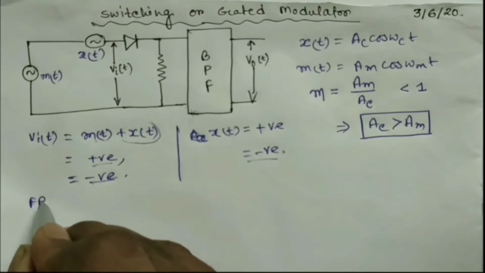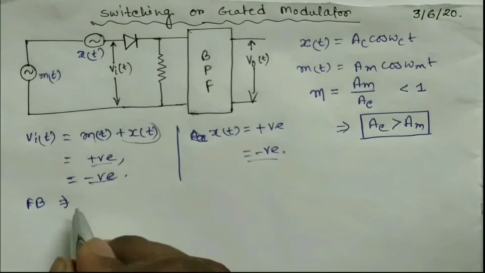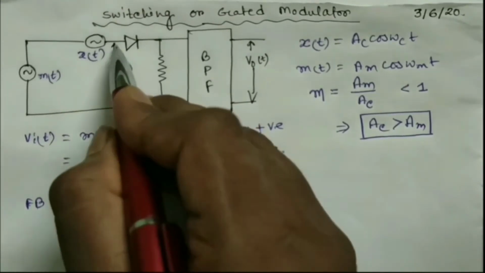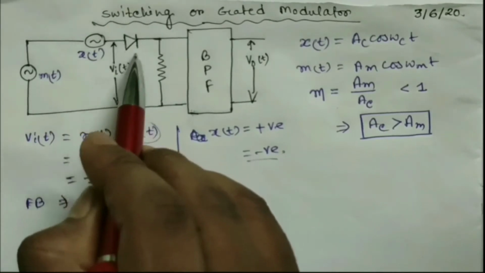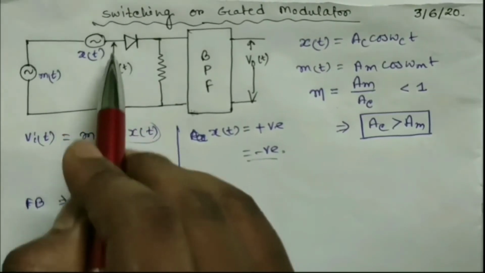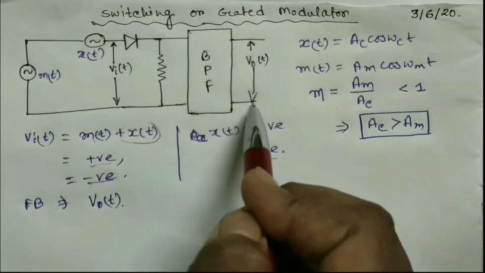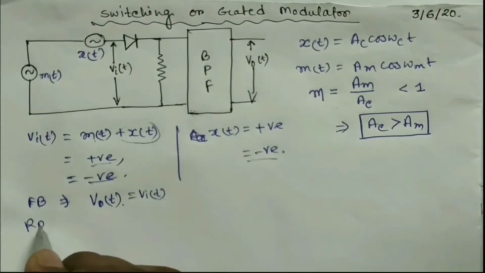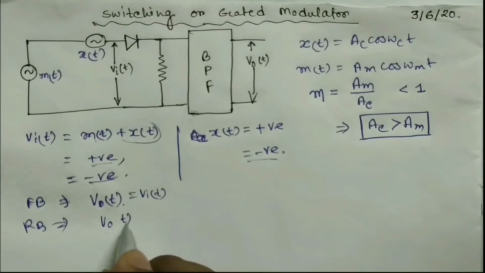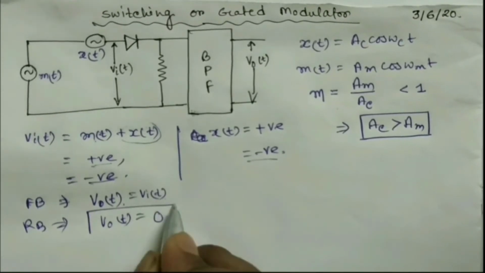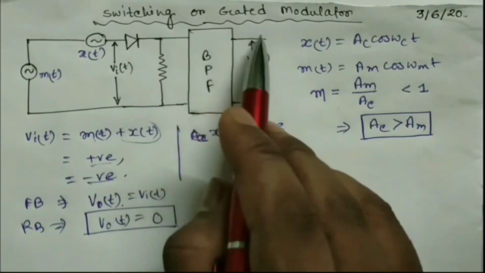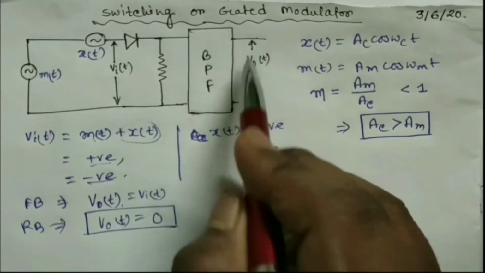Now in forward bias condition, Vo(t) will be Vi(t), because in forward bias condition the diode will be replaced by a short circuit and this voltage will be across here also. So this is equal to Vi(t), and in reverse bias condition output voltage will be 0, because here we will replace the diode with an open circuit and hence voltage here will be 0.